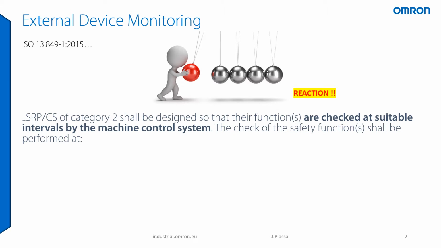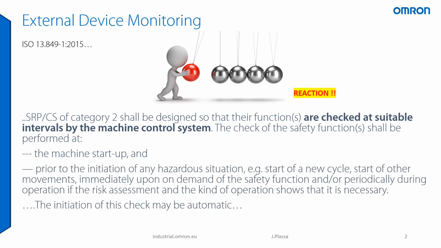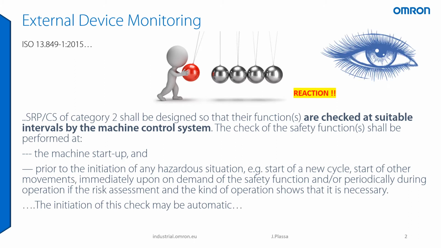The check of the safety functions shall be performed at machine start-up, so when we start the machine, and prior to the initiation of a hazardous situation. That means, for example, starting a new cycle or starting a new movement, and these checks must be automatic. So we are always looking for the reaction. It's our target.